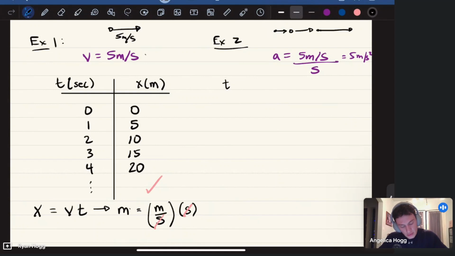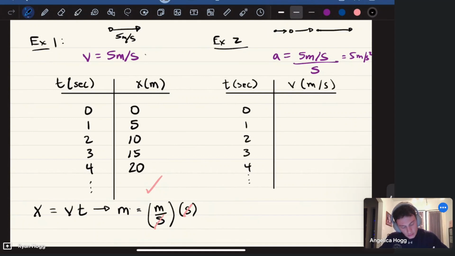So we look at t in seconds. And this time, we're going to look at velocity in meters per second. And do the same thing. 1, 2, 3, 4. So we're saying his velocity is changing every second. His velocity starts at 0 because you're starting at rest, and it goes from 5 to 10 to 15 to 20. And we can do the same equation and say that your velocity is equal to your acceleration times your time.